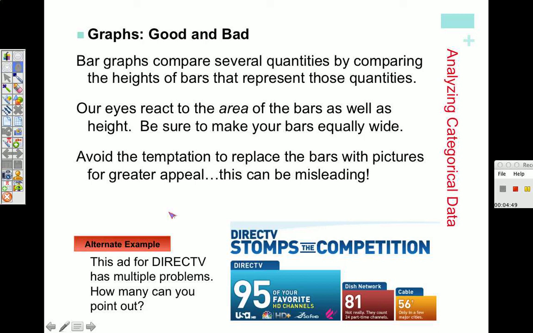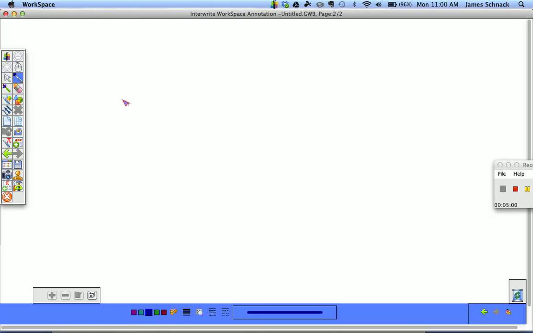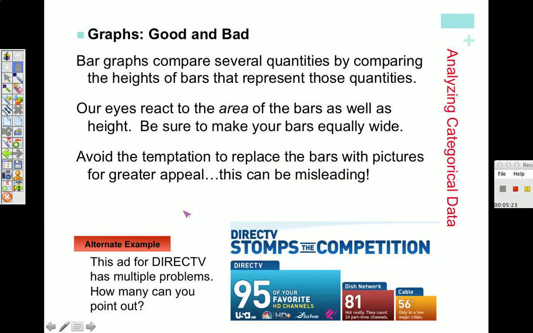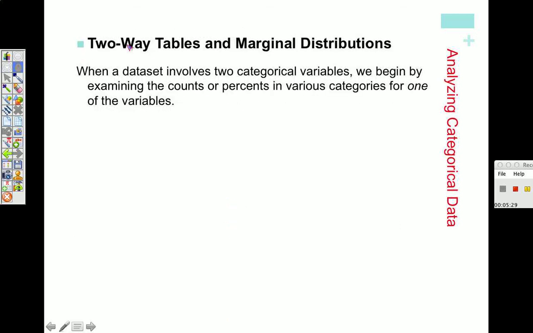The other thing you have to be careful with when you draw a bar graph is the vertical scale. When you draw a vertical scale, you need to start at 0, 10, 20, 30. You can't start at 20, 30, 40 because we're ignoring the whole bottom part of our data, and that can make the bars look significantly different than what they really are. So all of that is stuff to keep in mind as you look at graphs and make graphs. And in the next video, we're going to look at two-way tables.